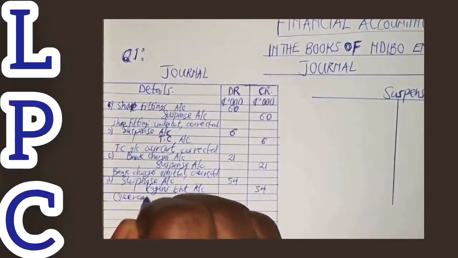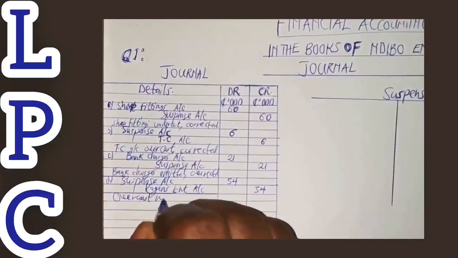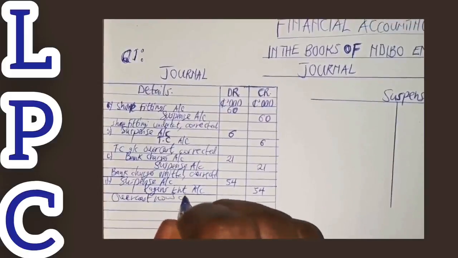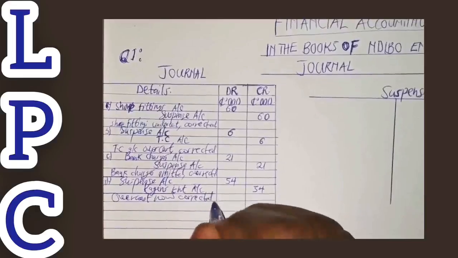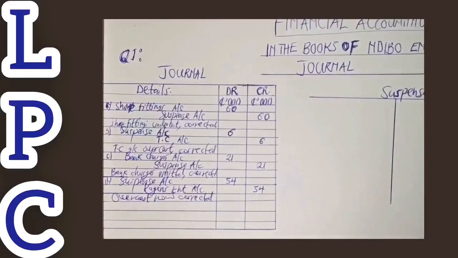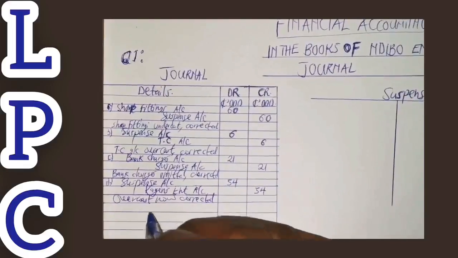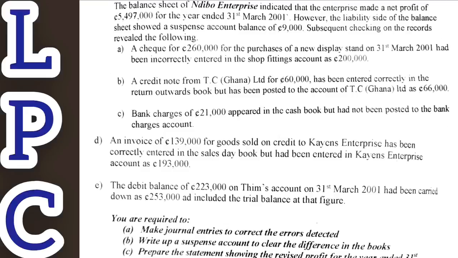Narration: overcast, now corrected. I hope that is clear. All right, then let's take the last part, which is the E, sorry.